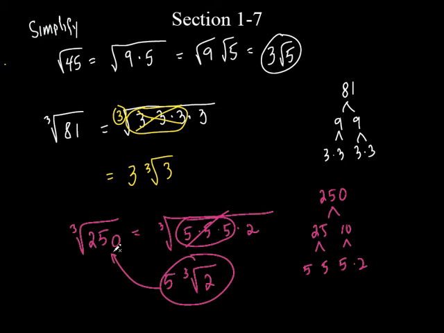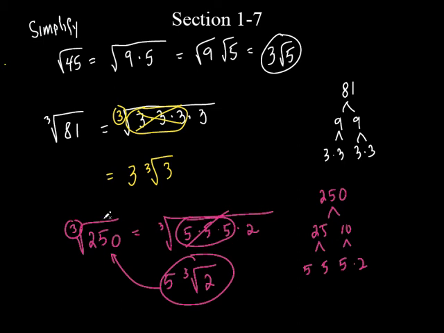Break it down to its primes, group them together in groups of 3. And why groups of 3? Because we're taking which root? Cube. The cubed root, the third root. So we break them into groups of 3. What if it was a square root? What would we break them into? 2. Groups of 2's. Right.